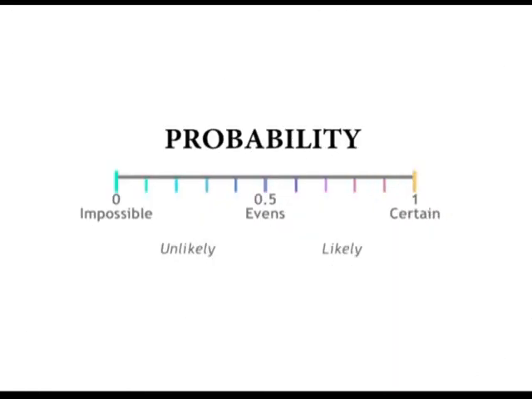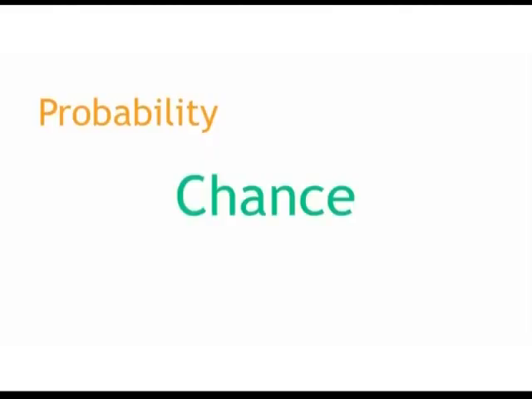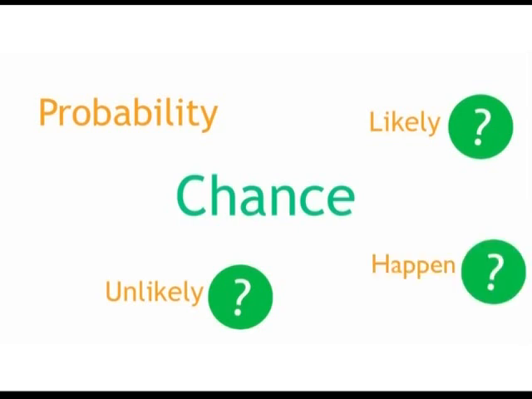Next chapter, probability. Now, will the player score the penalty? Yes? No? Of course, there is no way to tell that with certainty. There are chances he might score and chances that he might not. Probability is about chance. How likely or unlikely is it that an event will happen?